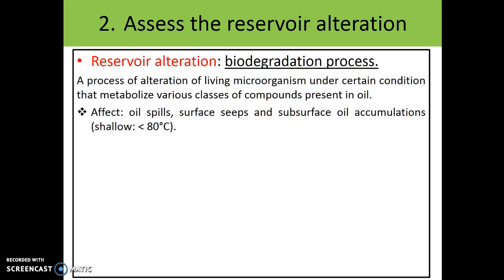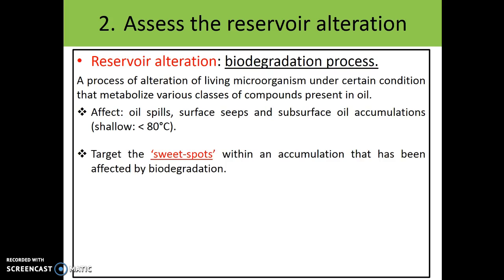This alteration will affect oil spills, surface seeps, and subsurface oil accumulation, because the condition that leads to biodegradation is a temperature less than 80 degrees, which usually affects the shallow reservoir. The process cannot exist at higher temperature because many organisms are not resistant to that temperature. So as a geochemist, your role is to target the sweet spot, which is non-degraded oil, within an accumulation that has been affected by biodegradation.